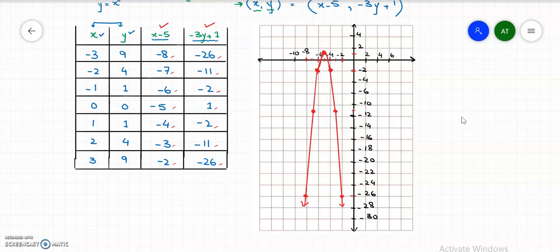So that is graphing the vertex form of a quadratic equation by using transformations. In my next video, I will explain how to graph the vertex form of a quadratic equation by using a step method.